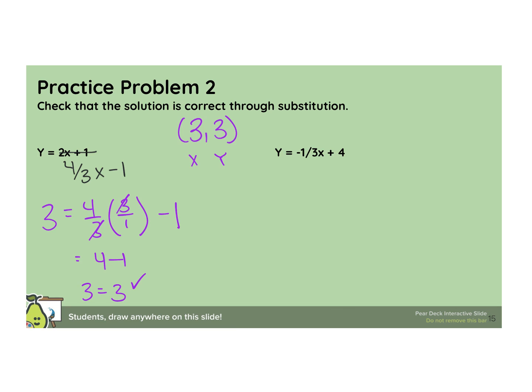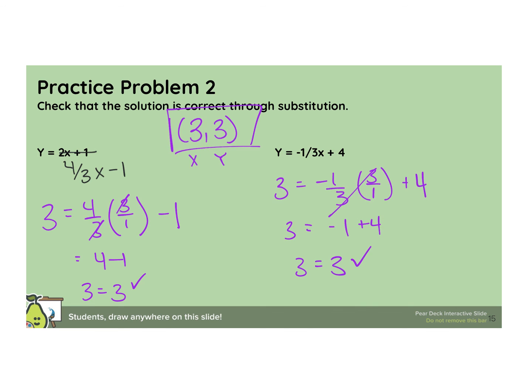Now let's try the second equation. Y, again, is 3. I have -1/3. X is also 3, going to make it a fraction. And this time I'm adding 4. So the 3's, again, they cancel each other out. They divide out to 1. So I have -1 plus 4. And yes, that also equals 3. Now I can box my answer.